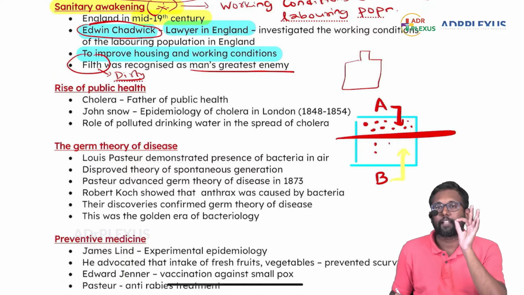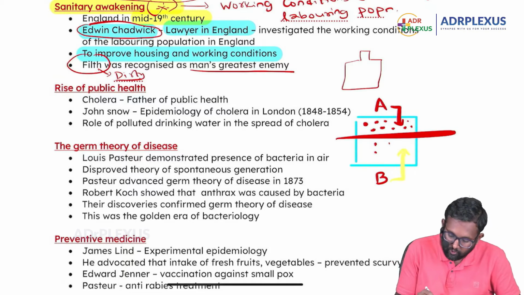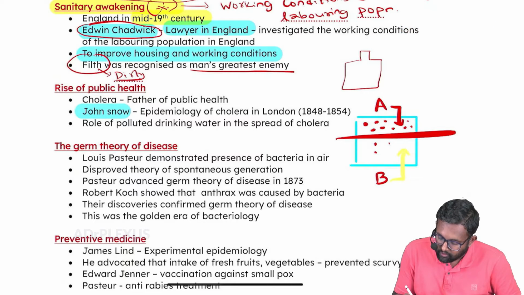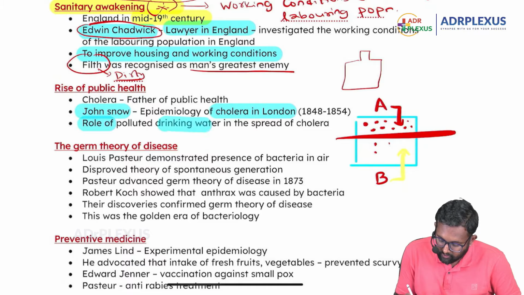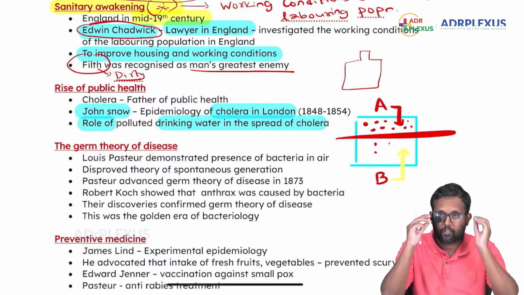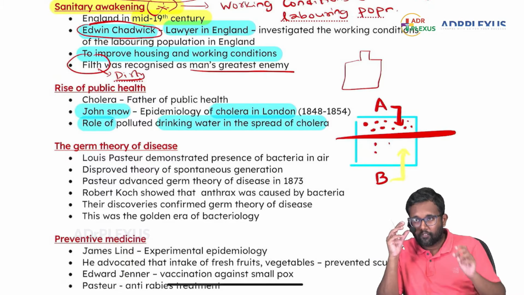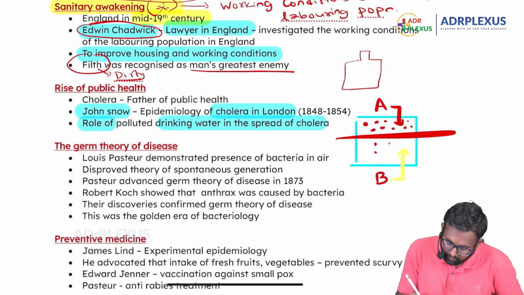This discovery was done by which person? It was done by John Snow. John Snow, in the epidemiology of cholera, told the role of drinking water in the spread of cholera. What is the map he used? What is this map called? Yes, good. Very good, Dr. Mayuri. It is called the spot map.